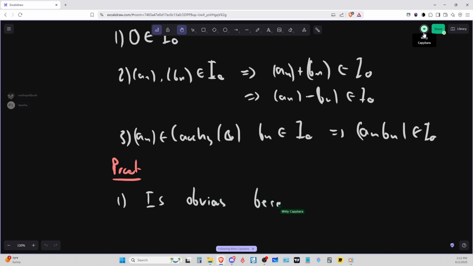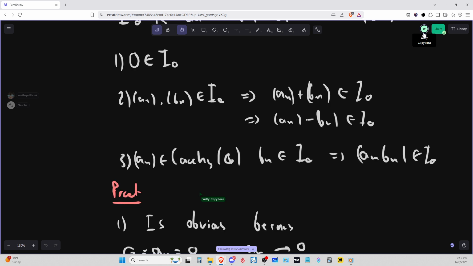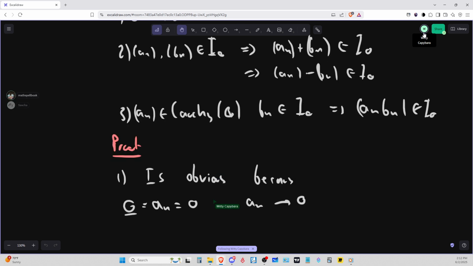Because the sequence given by a_n equal to 0 is obviously converging to 0. But this is by definition the 0 element of our ring. So it's obvious because a_n is equal to 0? Is that what you're saying?